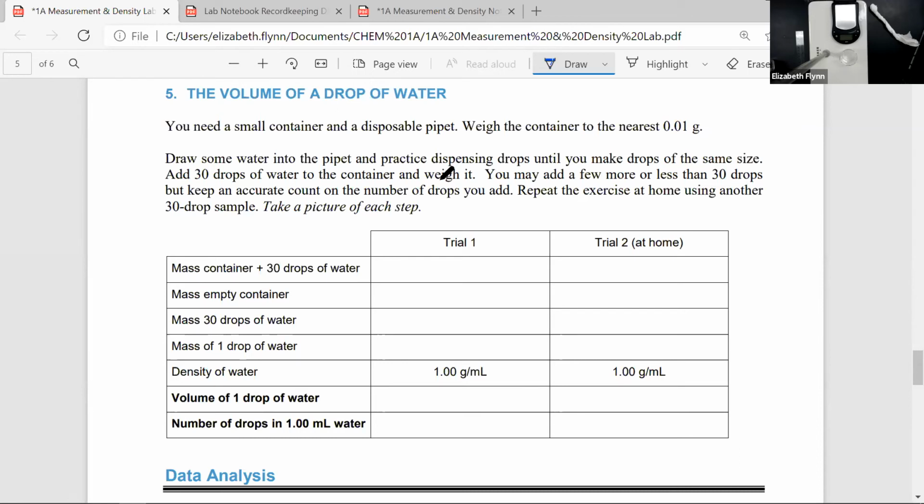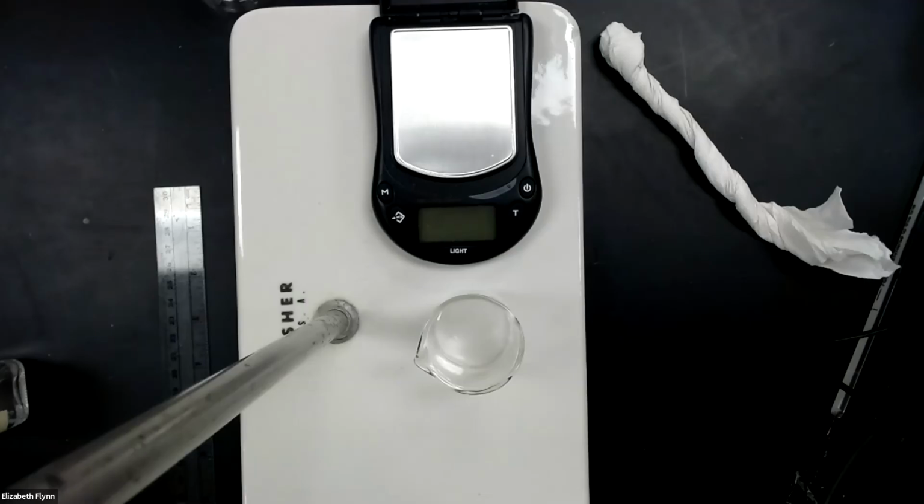Then we're going to practice making drops of the same size. We're going to add about 30 drops of the water to the container and weigh it again, right? And then we're going to get the mass of 30 drops of water by subtraction. We're going to divide to get the mass of 1 drop of water. And then we'll use the density of water to calculate the volume of 1 drop. All right. And so let's do this here.